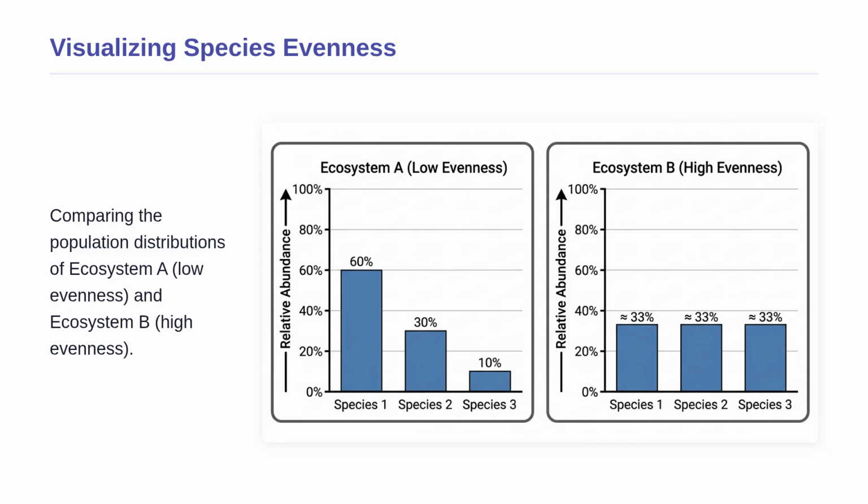This diagram visually proves what our math just showed us. Even though both ecosystems have three species, ecosystem B is far more balanced. This balance is what makes an ecosystem ecologically stable and resilient to environmental stress.